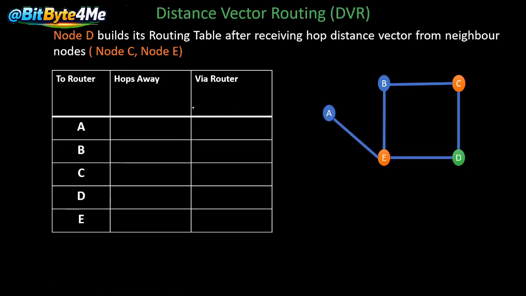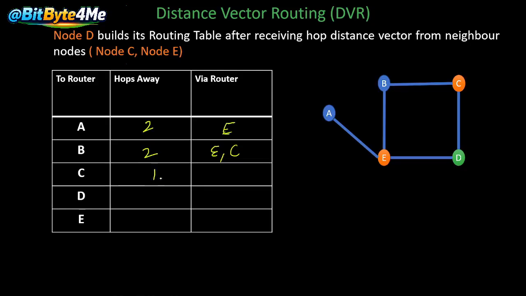hops away. So A is 2 hops away from D, that is this and this, 2 hops away, and it's via the router E, so we can reach it via E. B is 2 hops away and we can reach it through E or through C. So we can use either E or C.